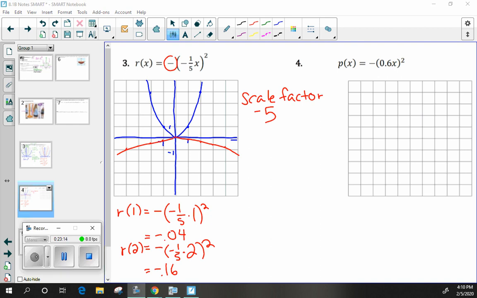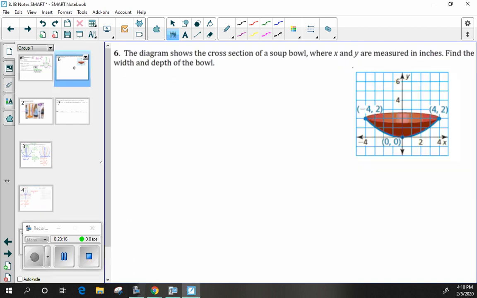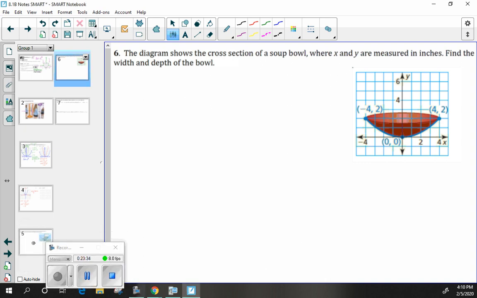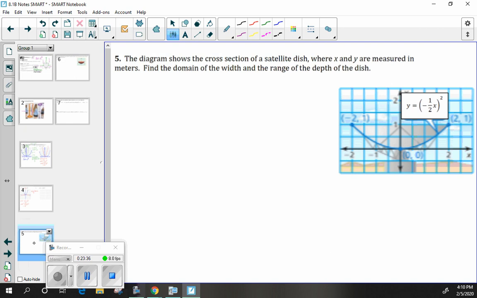I'm going to go ahead and do number 4 with you in class tomorrow so we can move on to these word problems. So this says the diagram shows the cross section of a soup bowl where x and y are measured in inches. Find, well, let's see, maybe we should do number 5 first. Sorry about that. The diagram shows the cross-section of a satellite dish where x and y are measured in meters. Find the domain of the width and the range of the depth of a dish.